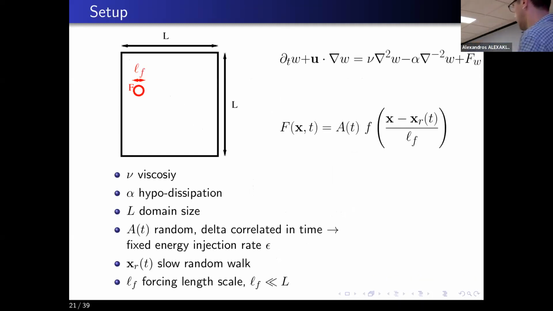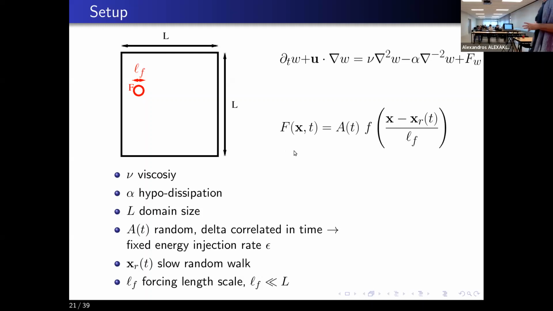Okay, so this is the setup. I'm going to consider a square box with periodic boundary conditions. In the Navier-Stokes equation, I'm going to introduce a hyperviscosity term, this alpha term over here, which will dump any energy that arrives at the larger scale of the system. That's a technical trick just to remove this energy, otherwise it will pile up into a condensate. Nu is the viscosity, alpha the hyperdissipation, L is the domain, and I'm going to use a forcing at some small scale that I'm going to call LF that has this kind of form.